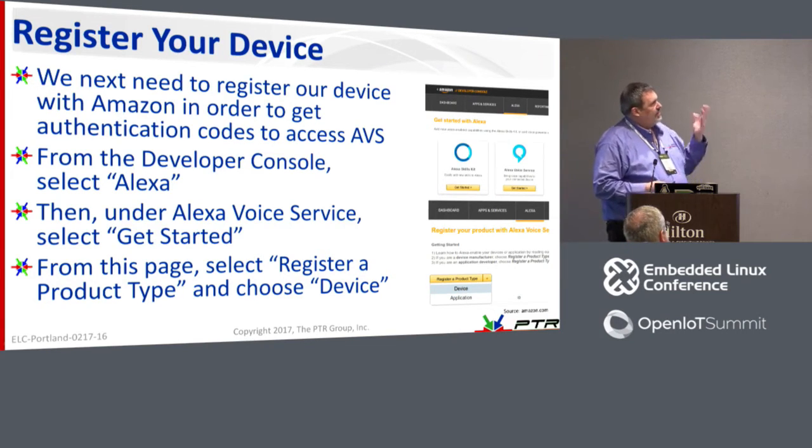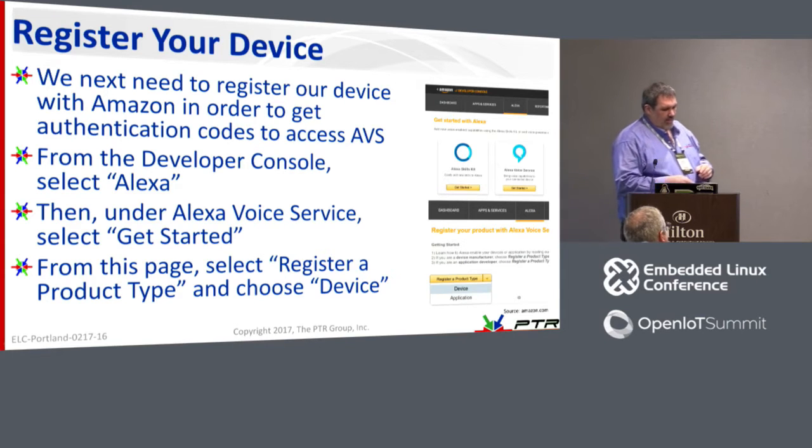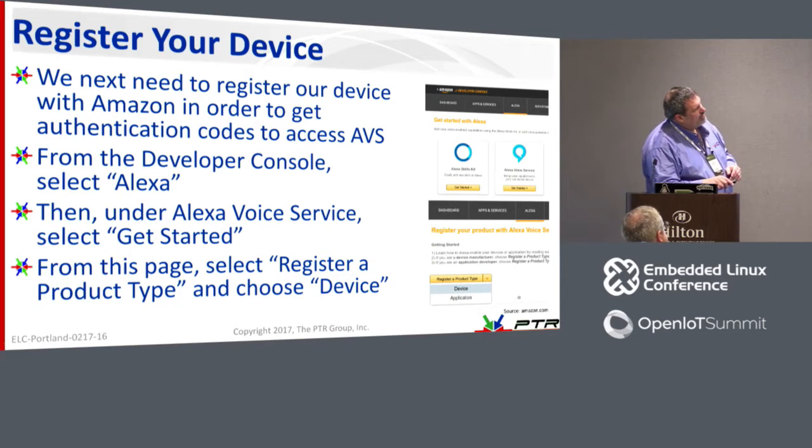Now, when you go into the Amazon cloud system, there is an option that just says Alexa. If you click on Alexa, it'll show you a couple of different characters here. This particular option is the one you want, which is to go into the Amazon Voice Service.